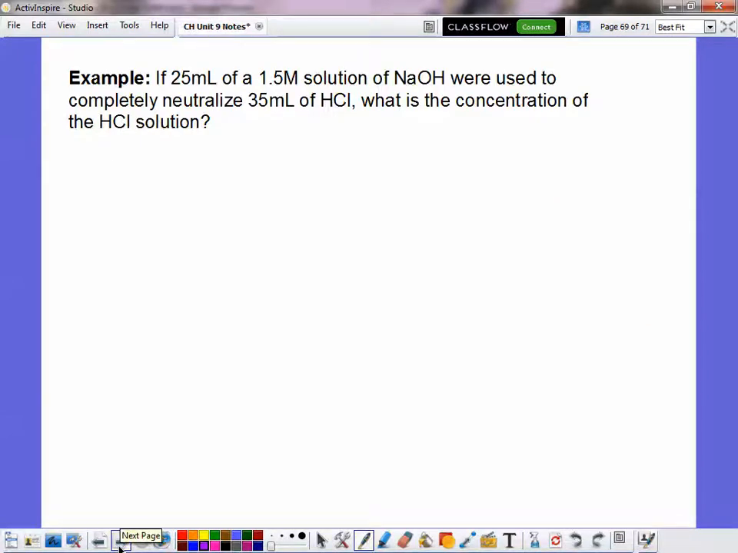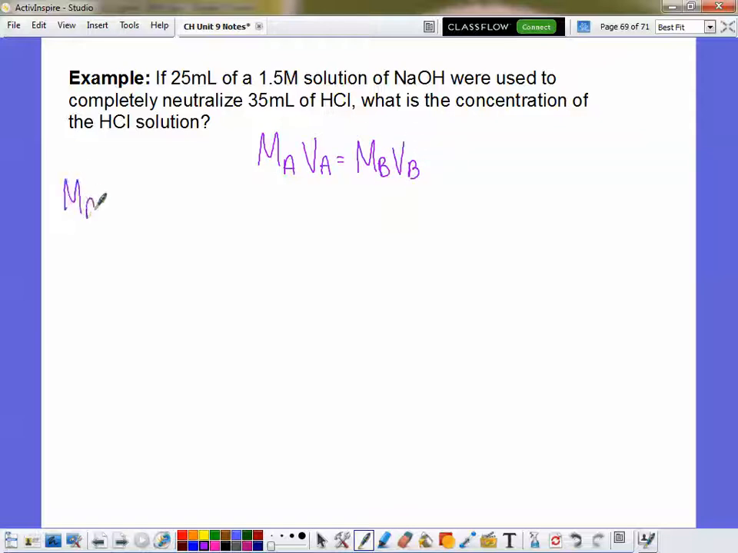So for example, if 25 milliliters of 1.5 molar solution of NaOH is used to neutralize 35 milliliters of HCl, what is the concentration of the HCl? So we're using this formula, MAVA equals MBVB. So let's identify what we have and what we're trying to find. What type of solution is NaOH? That's a base. So that means I know the concentration, the molarity, and the volume of the base.